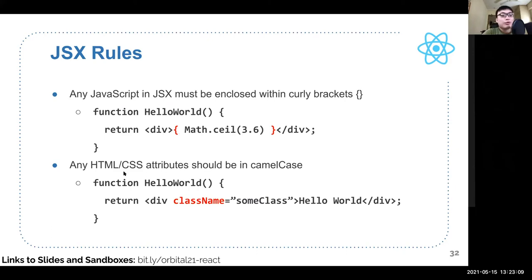Okay, so when we use JSX, JSX is not exactly HTML. It's just an abstraction to make it feel like you're writing HTML. So your HTML and CSS attributes should be in camel case, and you cannot use certain HTML attributes like class, right? Because class is a reserved keyword in JavaScript. So when you want to refer to classes in JSX, you have to use className instead. Okay, so that there's no confusion between the JavaScript class keyword and the CSS class name that you're referring to.